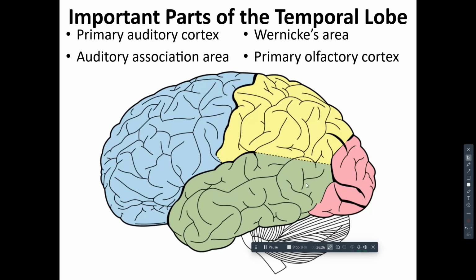Now we're going to go over 4 different things in the temporal lobe. A primary auditory cortex, which you can probably already guess, that's where sound information first goes. Then we've got an auditory association area, that's where we figure out and analyze sound information. There's a primary olfactory cortex, which is where smells are going. Then something called Wernicke's area that we'll hit as well.